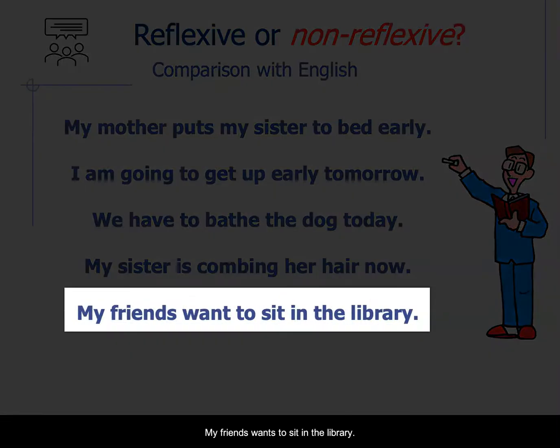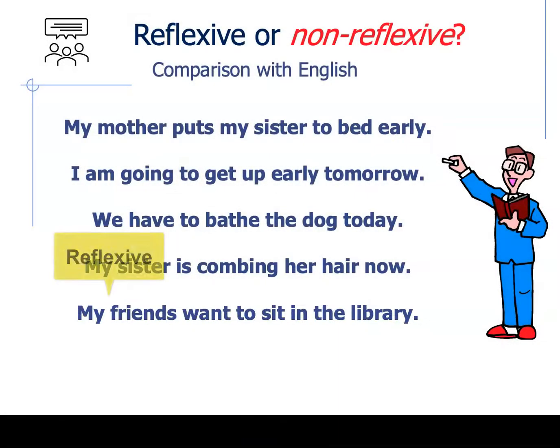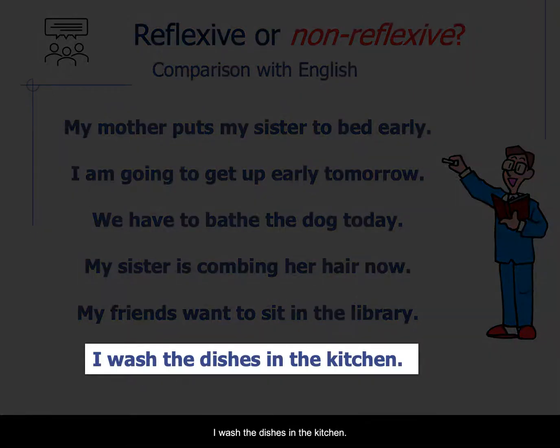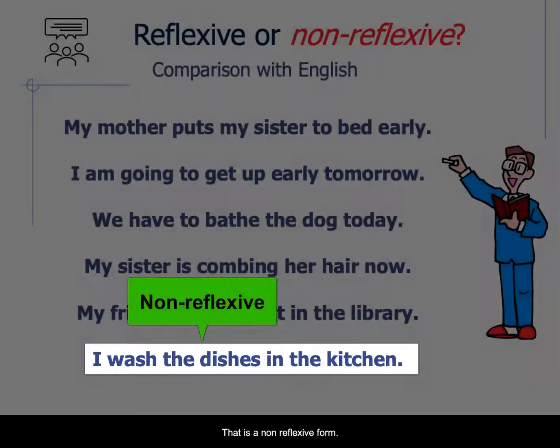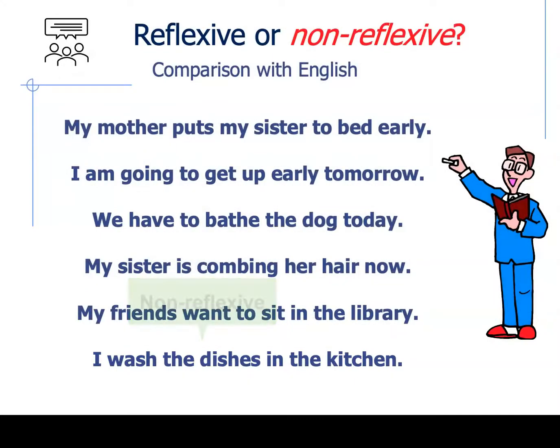My friends want to sit in the library. That's a reflexive verb because they want themselves to sit. I wash the dishes in the kitchen. That is a non-reflexive form, because I am performing the action to something else.